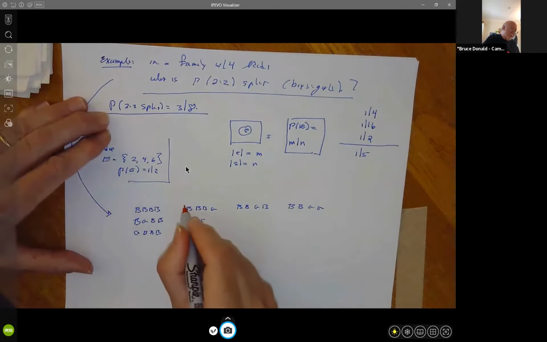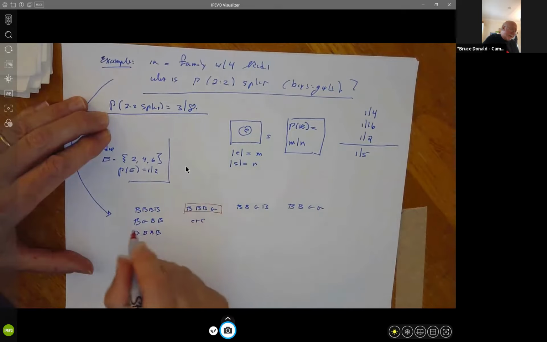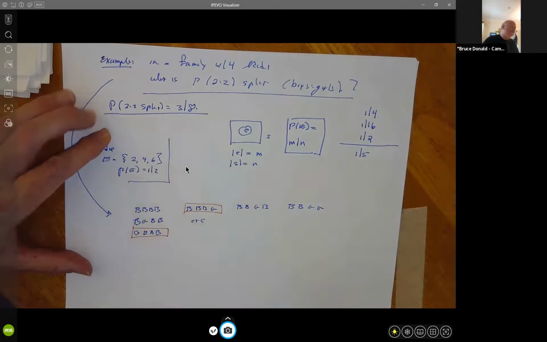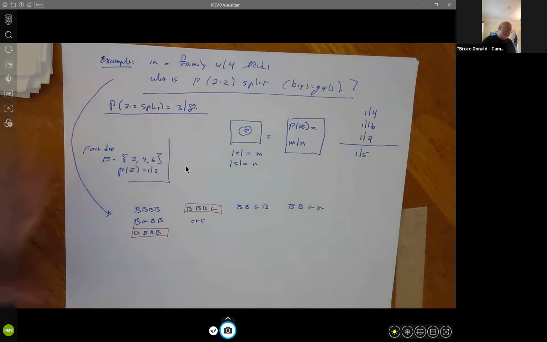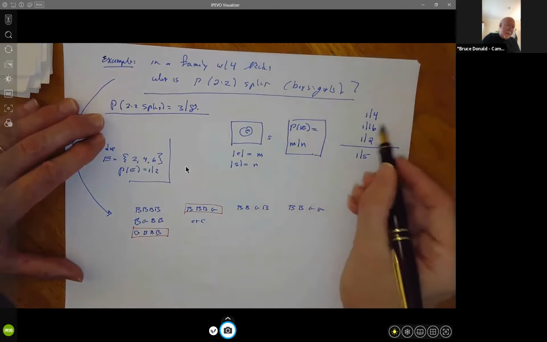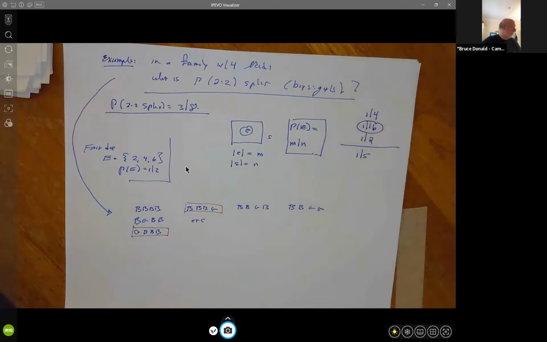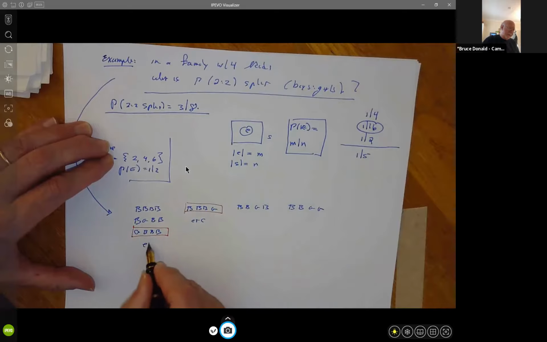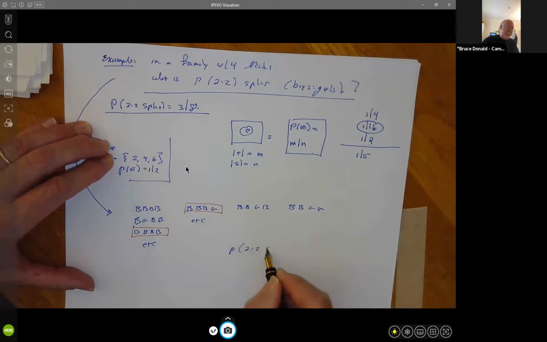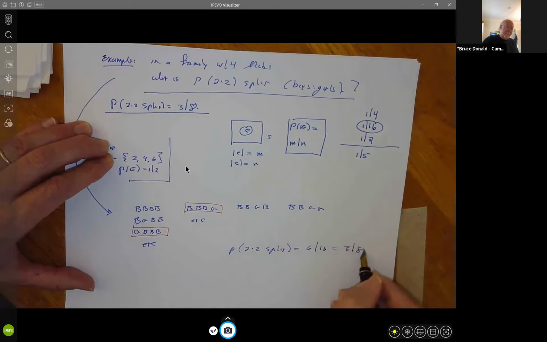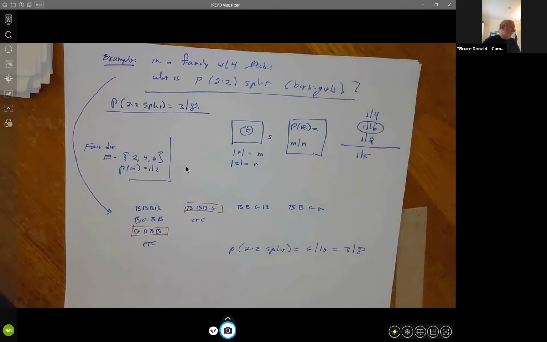And notice that in terms of counting things, these are the same counts for the split. There are 16 things here that you have to compute. But if you fill out this table, you'll find that the probability of a 2-to-2 split is equal to 6/16, which is equal to 3/8, if they're all equally likely.